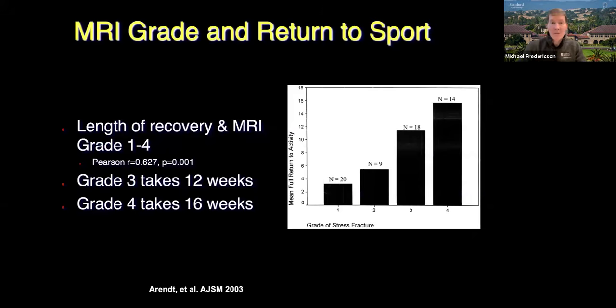Now, one way it can be helpful is it can really help you determine the timeline for return to sport. And this is a study by my colleague Elizabeth Arnett at University of Minnesota. She published on length of recovery and MRI grade. So you can see there's a real difference between our grade 3 and 4 injuries, what we call high-grade bone stress injuries, versus our lower grades, the 1 and 2. If you have a grade 3, it's going to take upwards of 12 weeks, a grade 4, upwards of 16 weeks. Now, not every injury is going to take that long, but it just gives you an idea that the higher the grade, the longer it's going to take to heal.